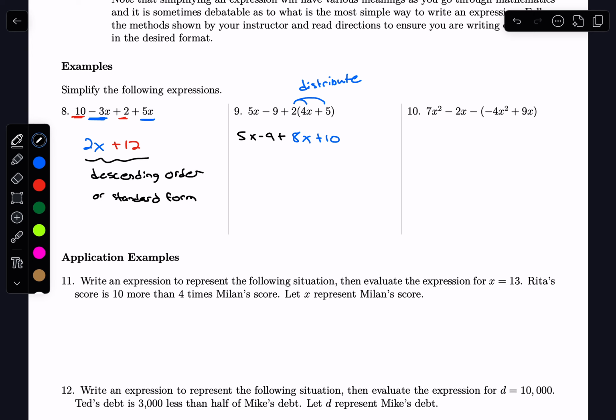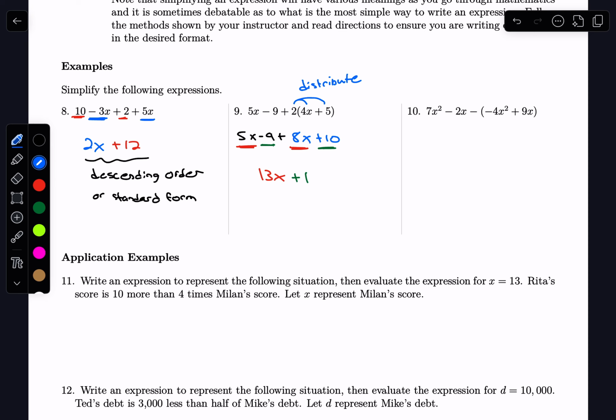All right, now it's just like number 8, where all we're going to do is look for like terms. We have a 5x and an 8x. Together that's going to make 13x because I add together 5 and 8. And we have a negative 9 and a positive 10. That's going to add together to be positive 1. So we get 13x plus 1. Notice again, that is in descending order or standard form.